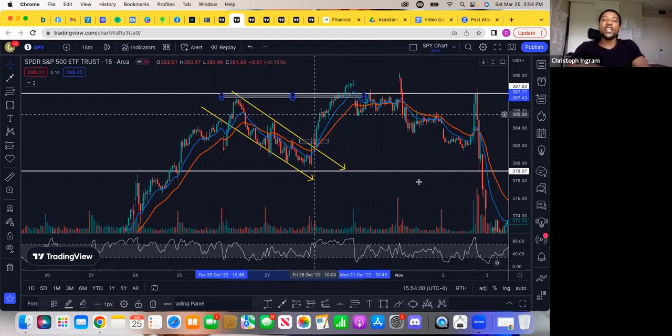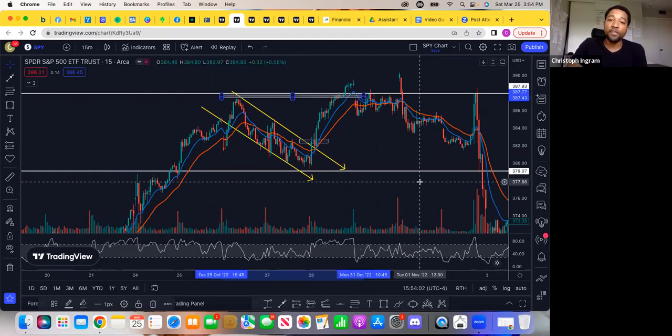And this can be used on any time frame: 50-minute time frame, 5-minute time frame, 1 hour, 1 day. Swing trade, day trade, you can use it for many different strategies in many different markets.